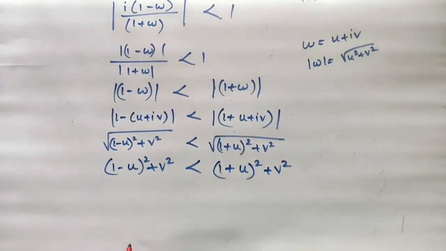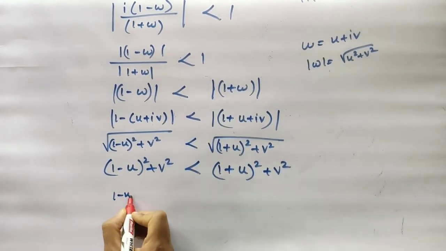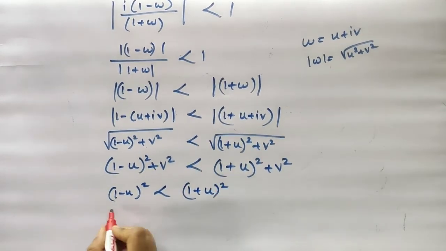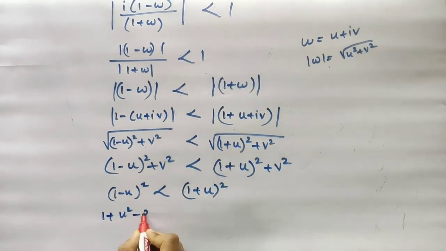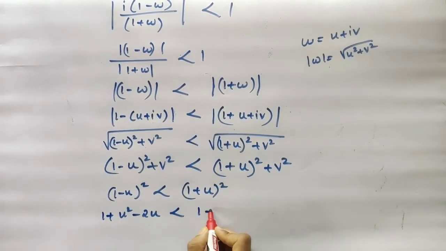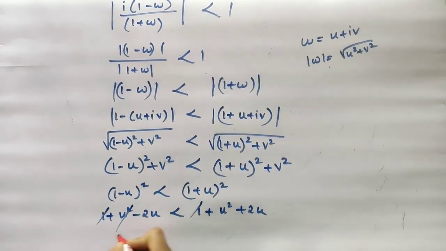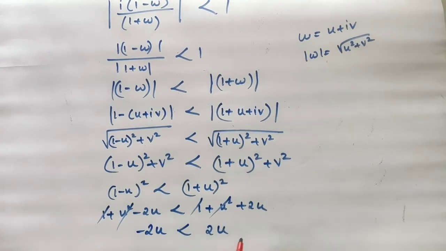Now v square gets cancelled, you can cancel that, and you are left with (1 minus u) whole square less than (1 plus u) whole square. Now simplify this. What is (1 minus u) whole square? It is 1 plus u square minus 2u, less than 1 plus u square plus 2u. Now 1 and u square, everything gets cancelled. Now minus 2u is less than 2u.